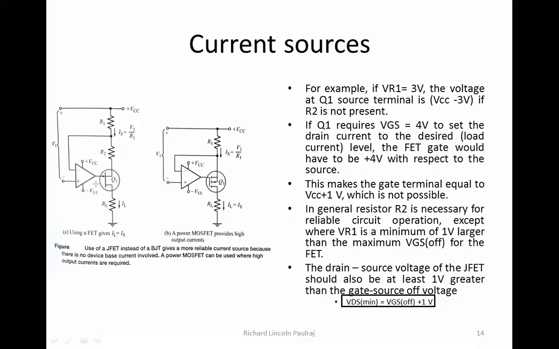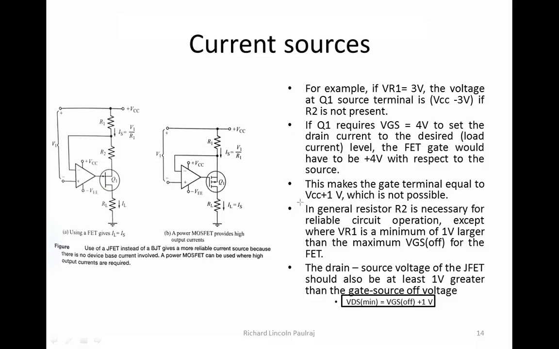So here at the gate, since I'm giving another potential, this becomes VCC plus 1 volt. VCC is from here, right? VCC is from here, so plus 1 volt. That's not possible, right? Because of all these resistances present. So in general, the R2 resistor is necessary for reliable circuit operation.